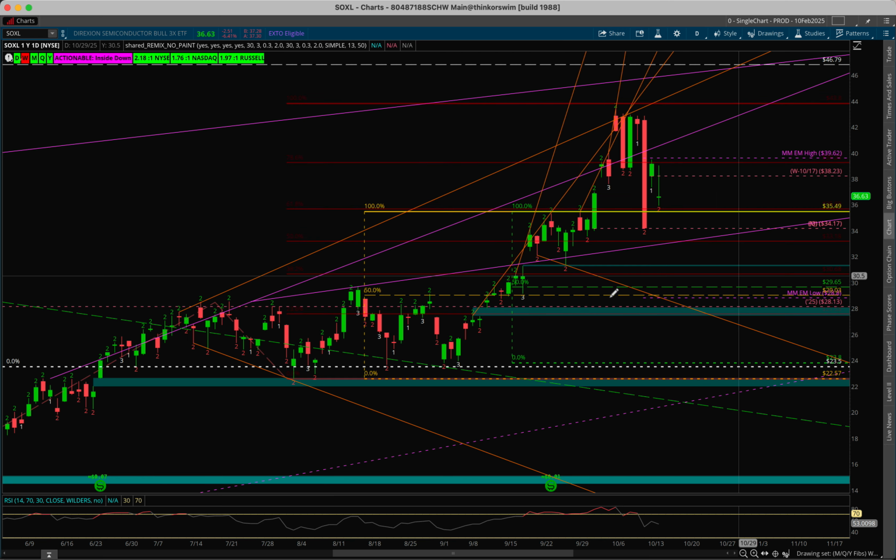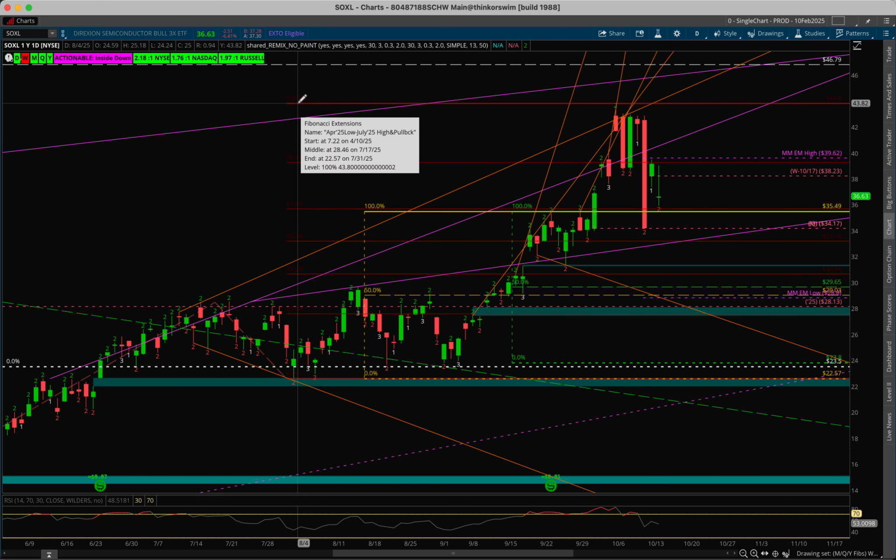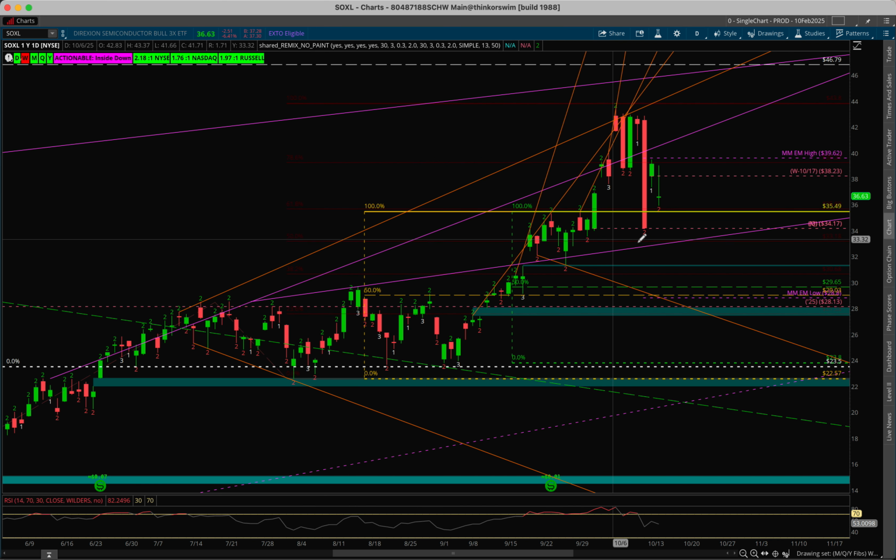I really do think that we could be coming back to retest this level. We've hit this weekly broadening formation, this daily broadening formation. There's another weekly broadening formation right up here. We've already hit that market makers expected move high. Last Wednesday, we hit that 100% fib extension of the bull flag from the April 7th low that we had, April to July, created a bull flag, and we hit that 100 fib extension there.